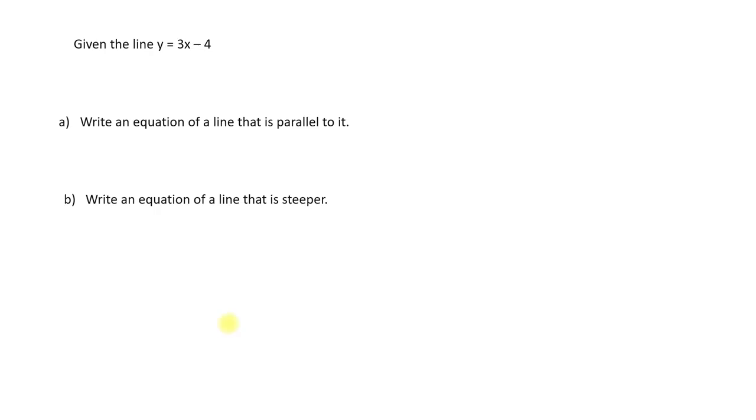Given the line y equals 3x minus 4, write an equation of a line that is parallel to it. Well, as long as this equation that we write has a slope of 3, then it's going to be parallel. So 3x plus 1 would satisfy that. Question B asks us to write an equation of a line that is steeper. Well, as long as the new equation has a bigger number than 3, then it will be steeper.